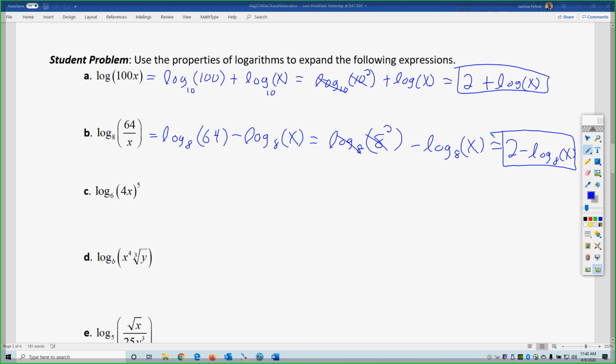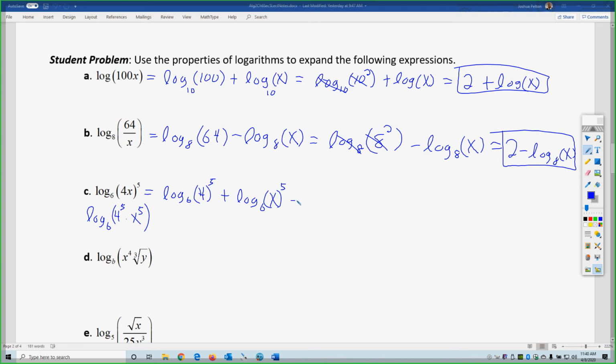Okay, next one has a couple different things here. So you could distribute the exponent first if you wanted to, and do 4 to the fifth and x to the fifth. It really doesn't matter. Okay, so essentially if I do the power rule, I'm sorry, the product rule first, I would get log base 6 of 4 plus log base 6 of x, but that 5 goes to both.